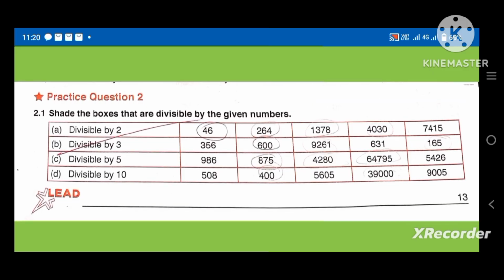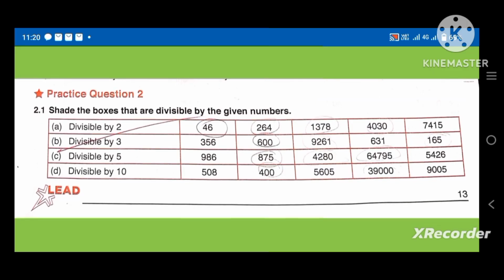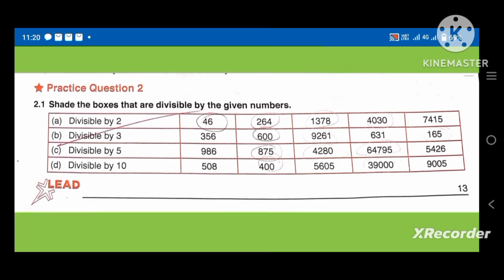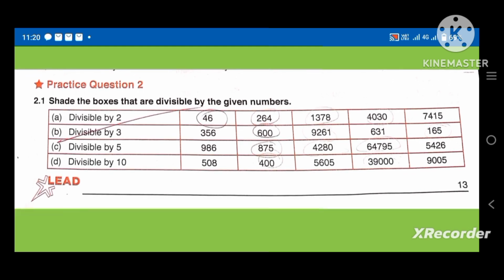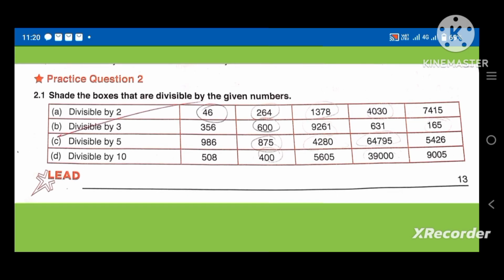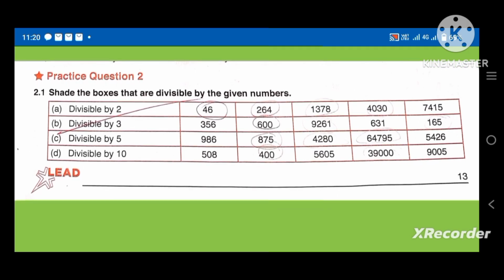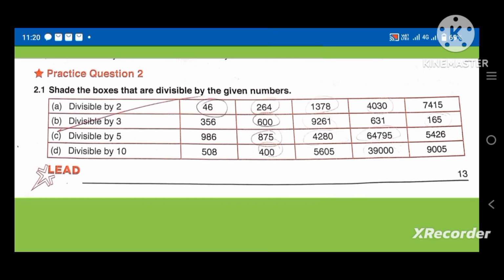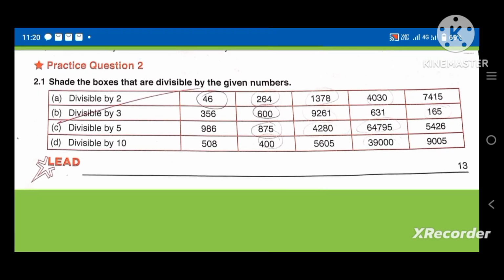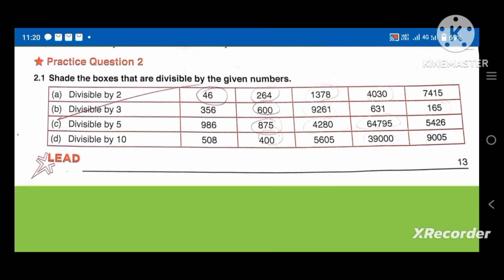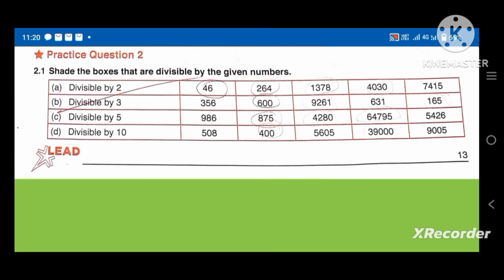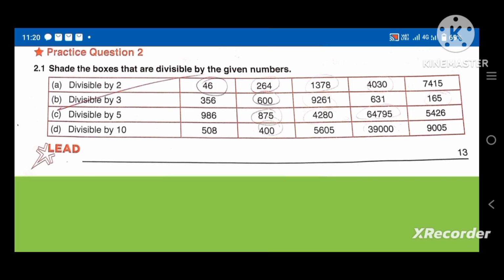Practice question number 2. 2.1. Shade the boxes that are divisible by the given numbers. A. Divisible by 2: 46, 264, 1378, 4030, 7415. B. Divisible by 3: 600.